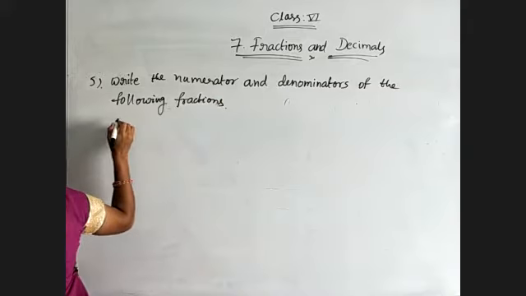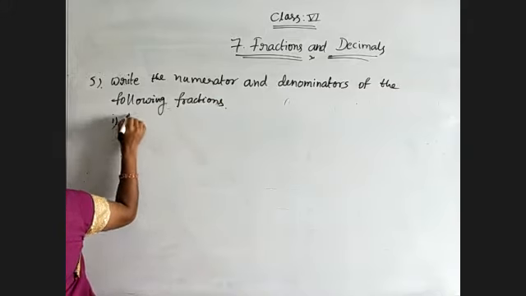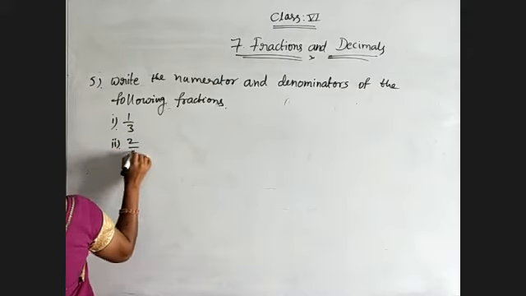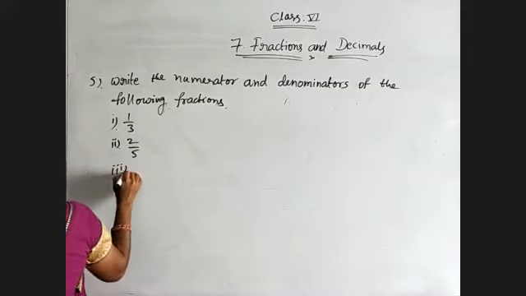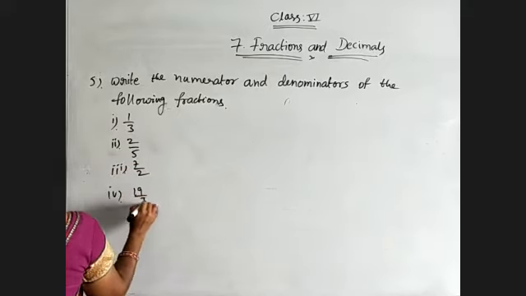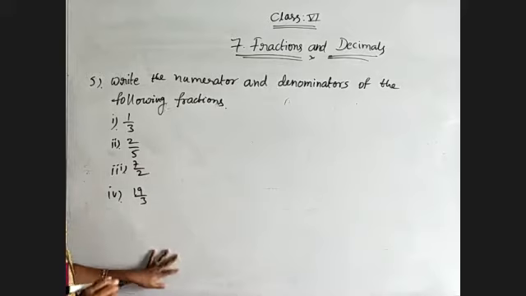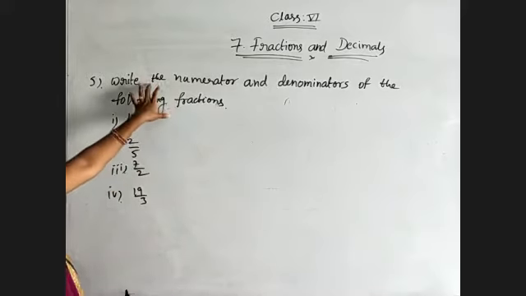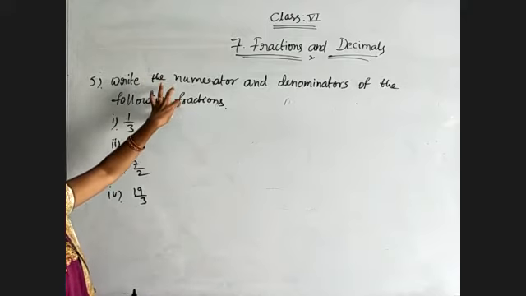And here my first fraction is 1 by 3, second one is 2 by 5, third one is 7 by 2, fourth one is 19 by 3. So like this, some problems are given. Just observe, it is a very simple question. We need to write its numerator and denominator, that's all.